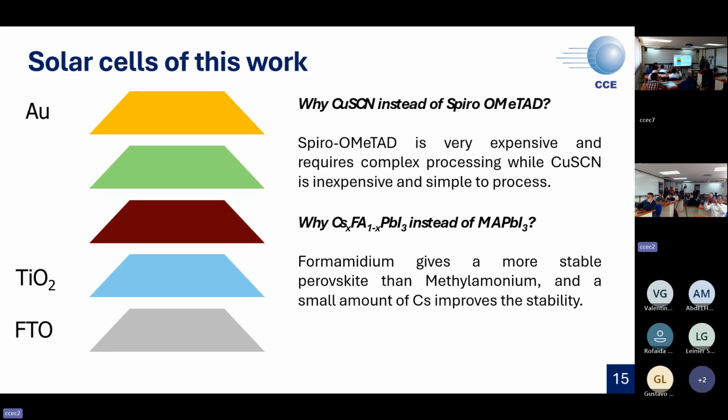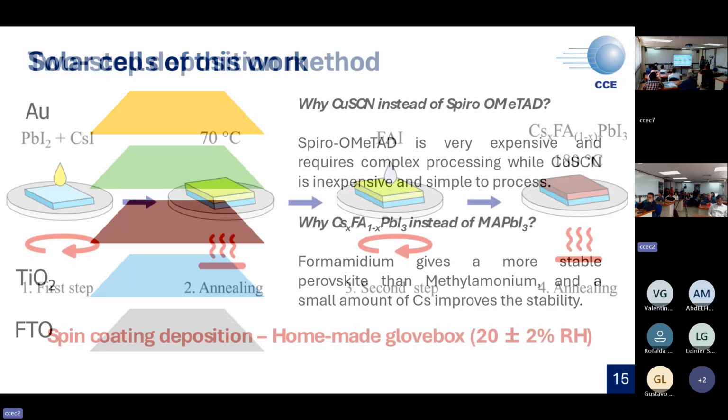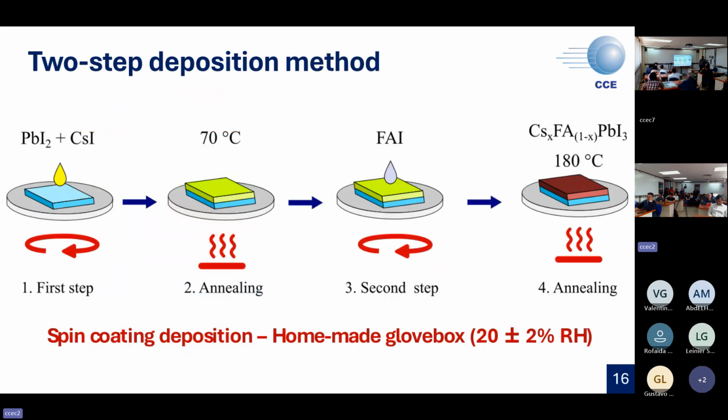And when we use a small amount of cesium, it improves the stability of the material. In the case of the hole transport layer, spiro-OMeTAD is the reference in solar cells, but spiro-OMeTAD is very expensive and requires complex processing, while copper thiocyanate is inexpensive and simple to process. In particular, in our laboratory, we're working with the two-step deposition method.